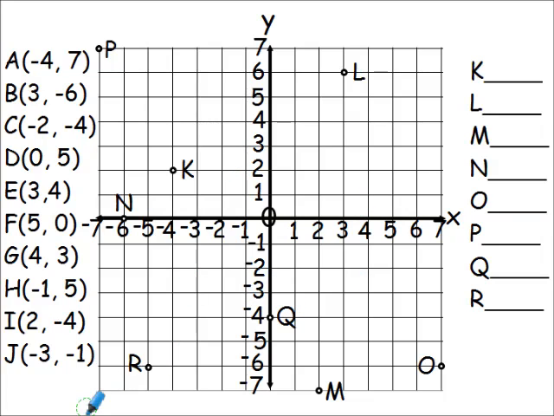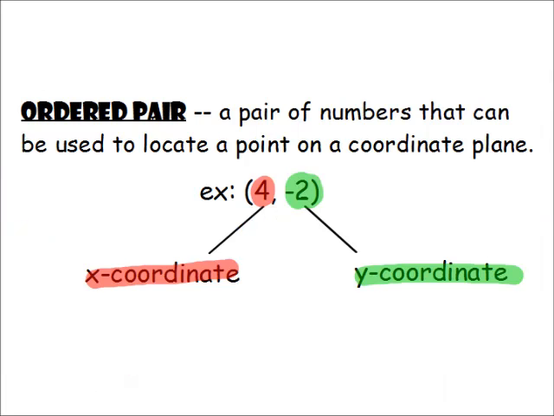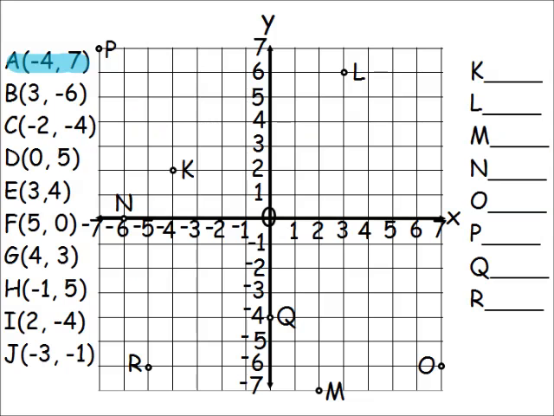So we'll start with point A. Negative 4, positive 7. So the x-coordinate is the first coordinate. Notice they go in alphabetical order, x and then y. So it's easy to remember that x comes first just as it does in the alphabet. So we have x is negative 4 and our y is positive 7.